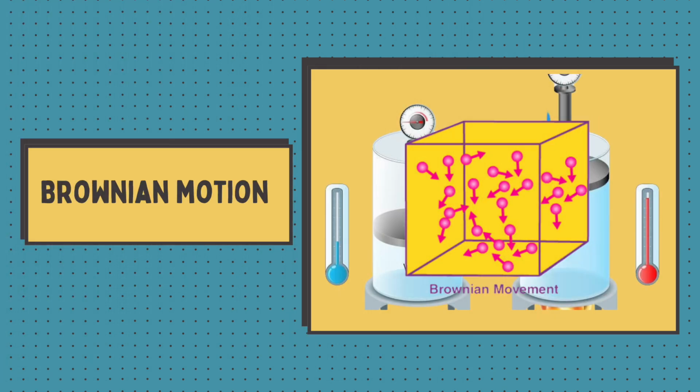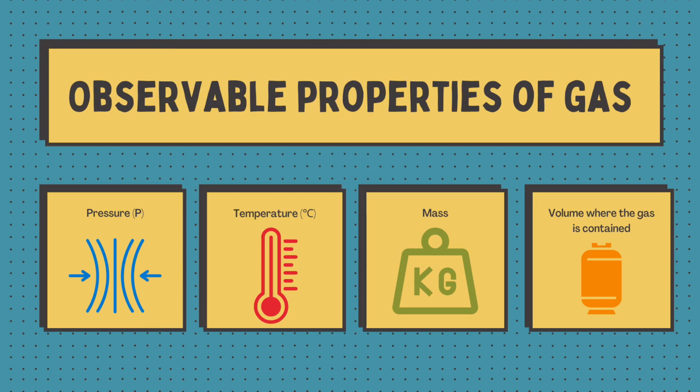Now, what is Brownian motion? The Brownian motion states that particles in a fluid, liquid or gas, exhibit random motion from collision with fast-moving molecules or atoms in the fluid. After knowing the kinetic theory of gases, what are the observable properties of gas?